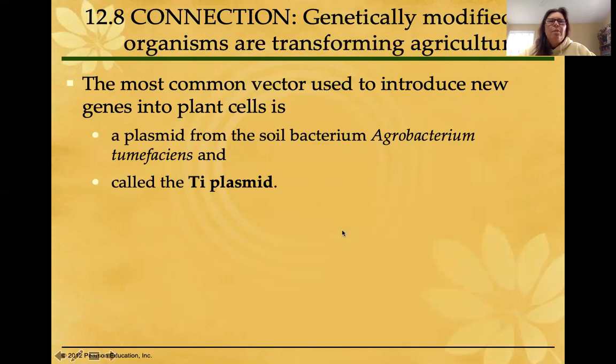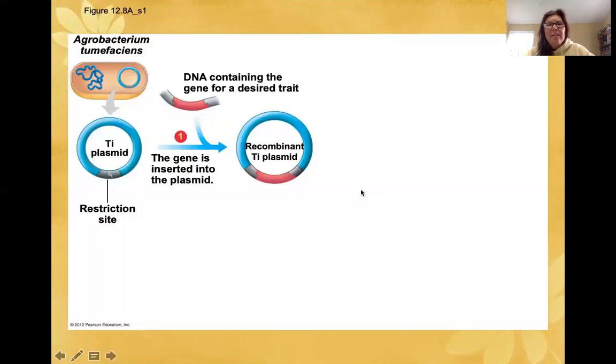So one of the most common vectors used to introduce new genes into plants is a soil bacterium called Agrobacterium tumefaciens. And there is a plasmid called the Ti plasmid inside it. And so here we have our Agrobacterium. We get that Ti plasmid out of it. We're going to do the same thing. We're going to use a restriction enzyme, cut it open.